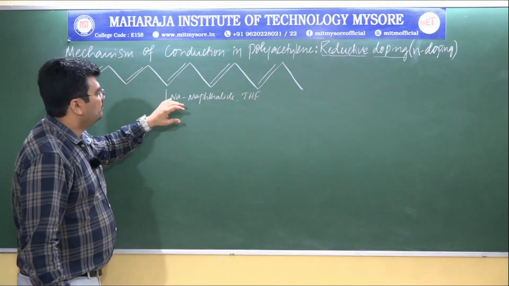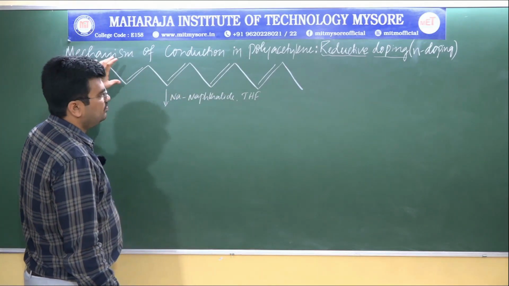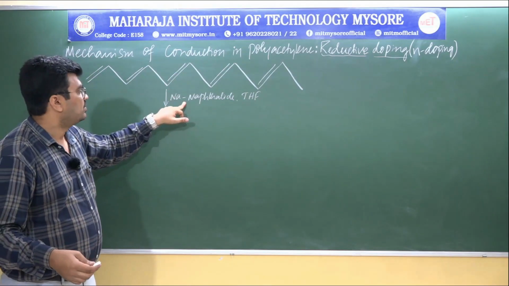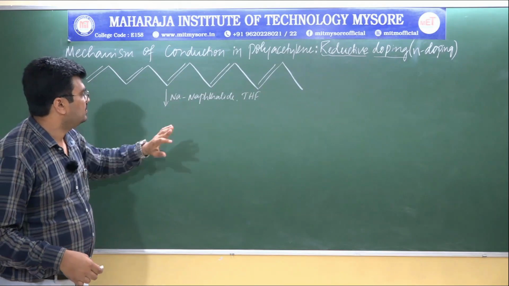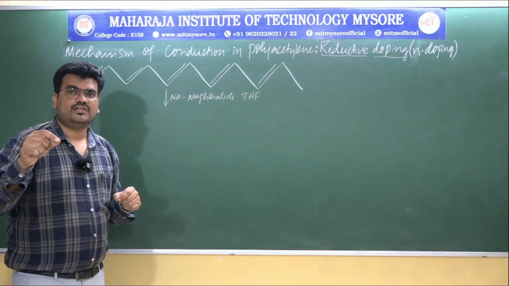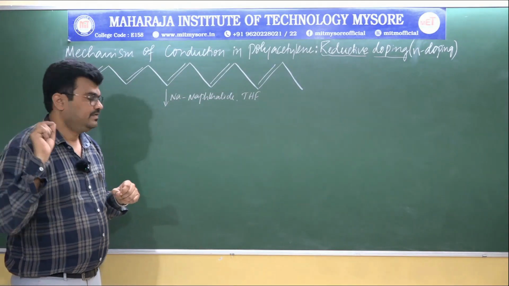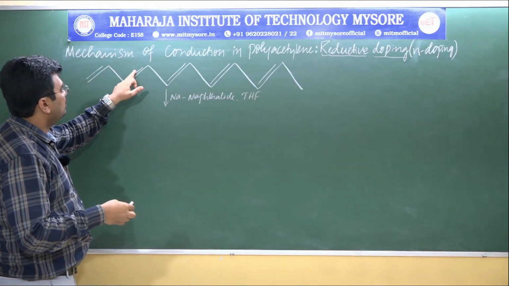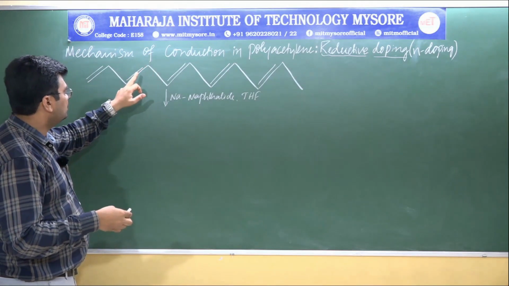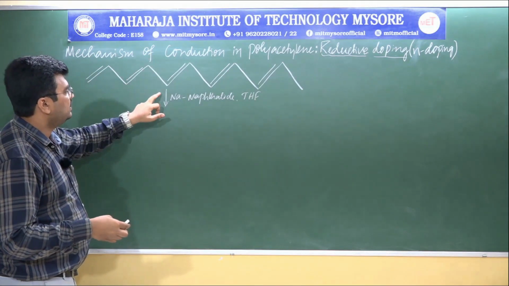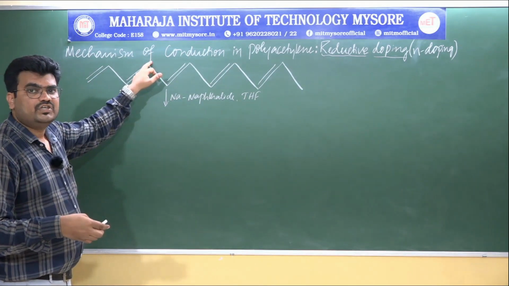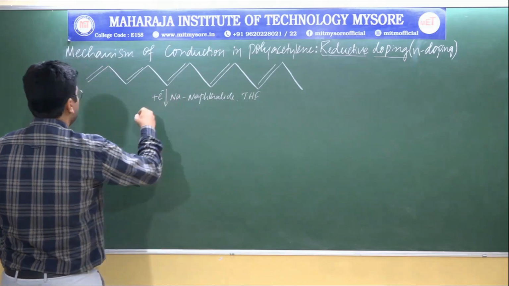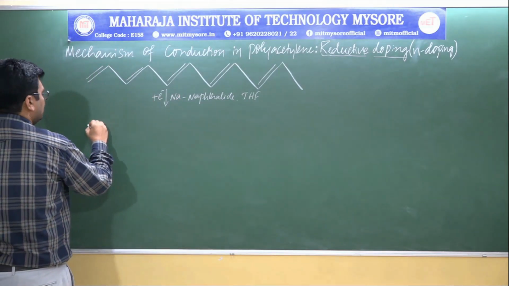So what happens if you treat this neutral polymer chain with a strong reducing agent or electron donor such as sodium naphthalide? It will introduce one electron into the polymer backbone chain, right? So as it is introduced, these two electrons will shift to this side, and this electron will be added on one of the carbon atoms, right? So that can be written like this.